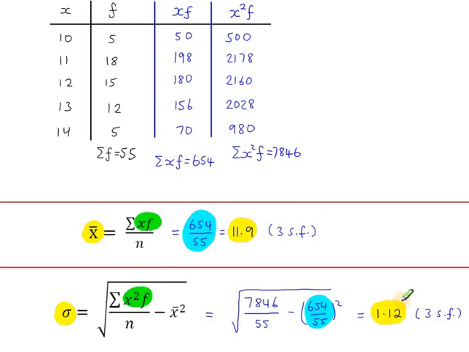So again, this value for the standard deviation measures how dispersed or how spread out your data is from this mean value. The larger the value for the standard deviation, the more variation you have in your data, and the smaller the value for the standard deviation, the lower the variation or the more consistent your data is.